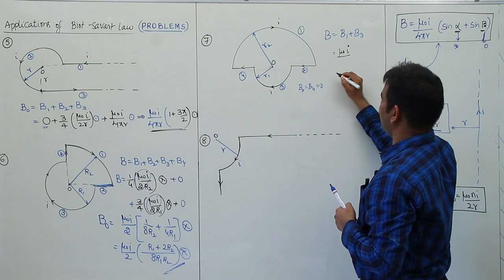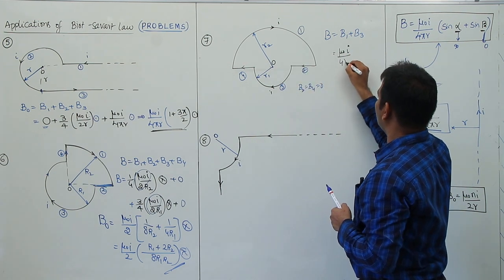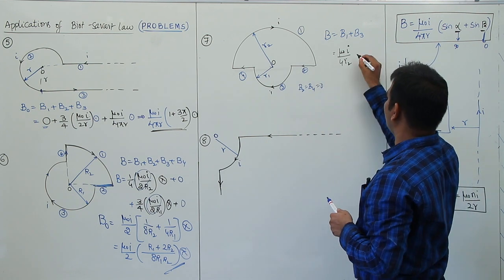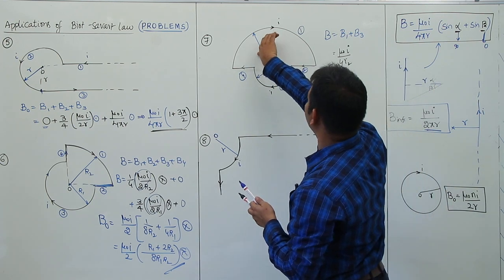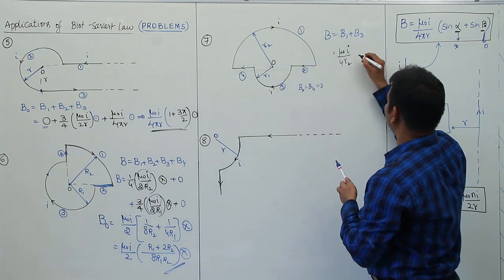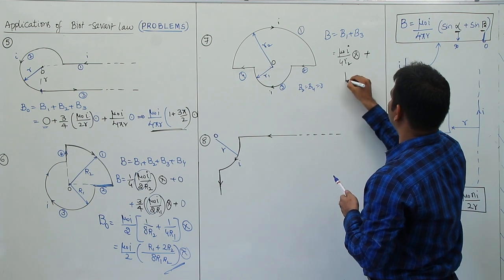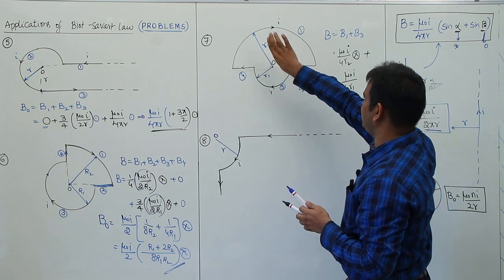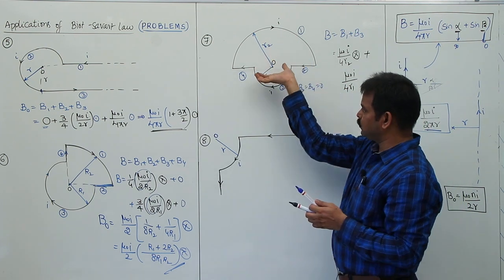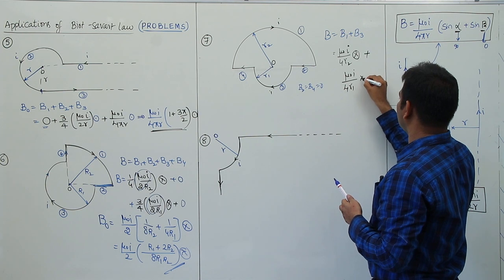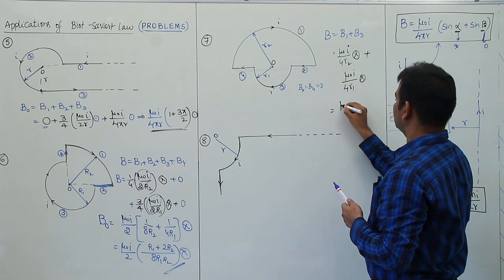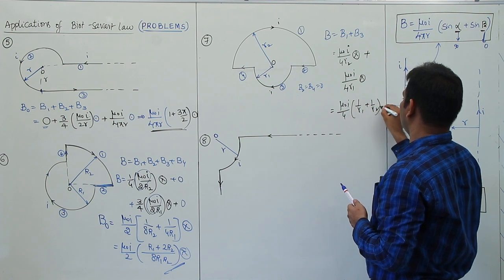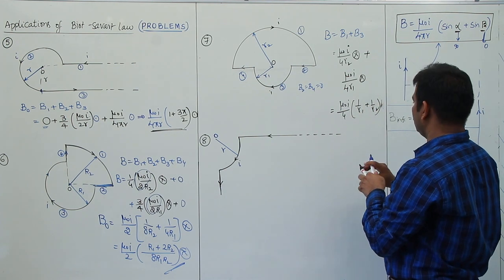So what is the B1 value? Mu naught I by 4r2, because for a full circle it is 2r2, and one half of this is 4r2. But how is the field acting? As the current is flowing like this, it is into the board. Plus mu naught I by 4r1. Here also the current is flowing like this and the field is into, so this is also into only. So both have 1 by r1 plus 1 by r2 in common, which is acting into the board.